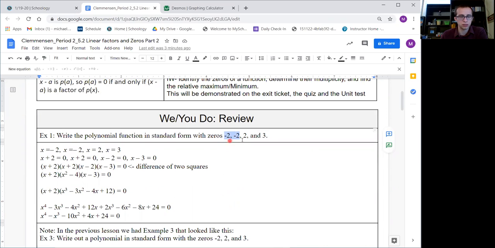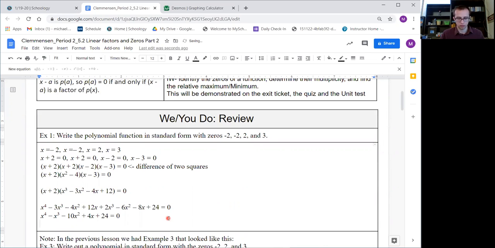So this right here would have multiplicity 2 for negative 2. So if I was writing out that answer, I would say negative 2 is a 0 with multiplicity 2, because there's 2 of them in the answer. And then for the other 2, since they are just singles, I'd say 2 and 3 are zeros with multiplicity 1. All right, that's what multiplicity really means.